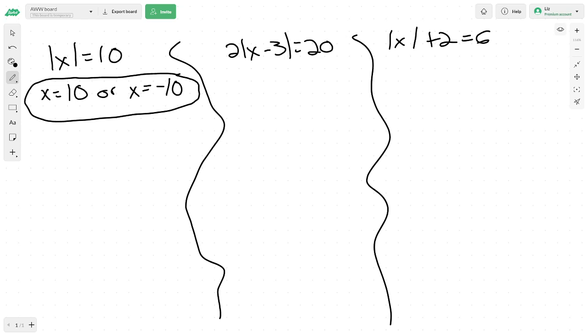The next example, 2 times the absolute value of x minus 3 equals 20. The first step, if you remember, is to isolate your absolute value expression. So I'm going to isolate that by dividing the 2 out of there so that those can cancel. What I do to one side, I must also do to the other. And now I get the absolute value of x minus 3 equals 10.